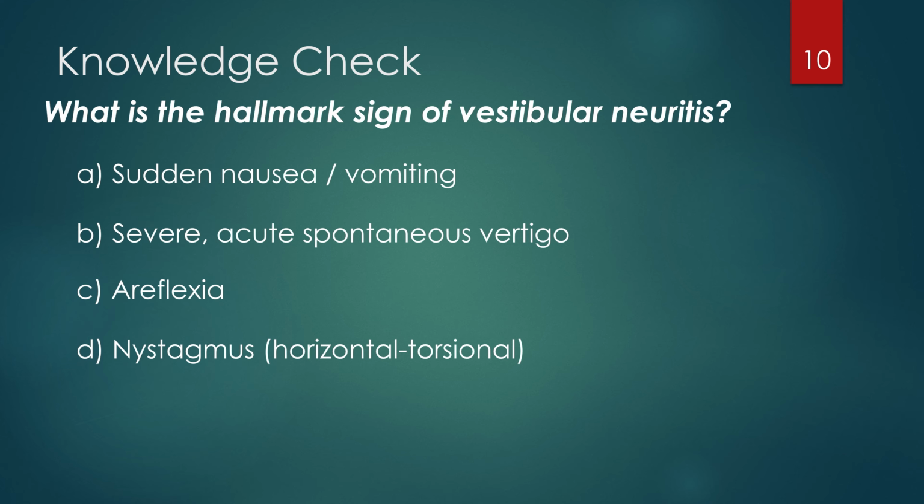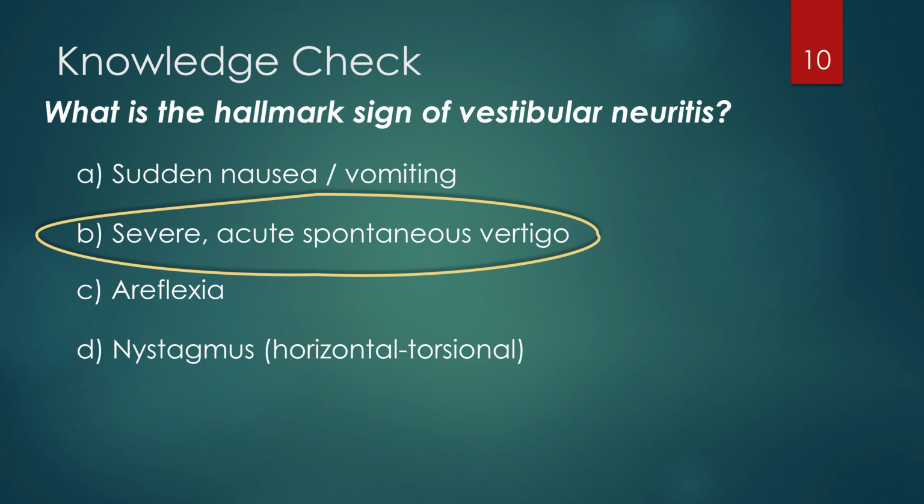Yep, pretty easy. It's B, severe acute spontaneous vertigo. The hallmark for vestibular neuritis is severe acute spontaneous vertigo. Remember, this isn't the common vertigo people experience from riding a roller coaster. This is caused by inflammation of the nerve.